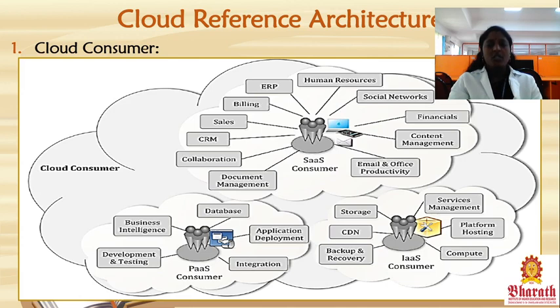And then PaaS consumers make use of the database deployment. So basically, the things that are needed for creating applications, for testing, business intelligence, and application deployment. And IaaS consumers are the ones who take computing resources, platform hosting, storage, CDN, backup, and recovery. So all this means that we are going to take some data and use the computations out of it.